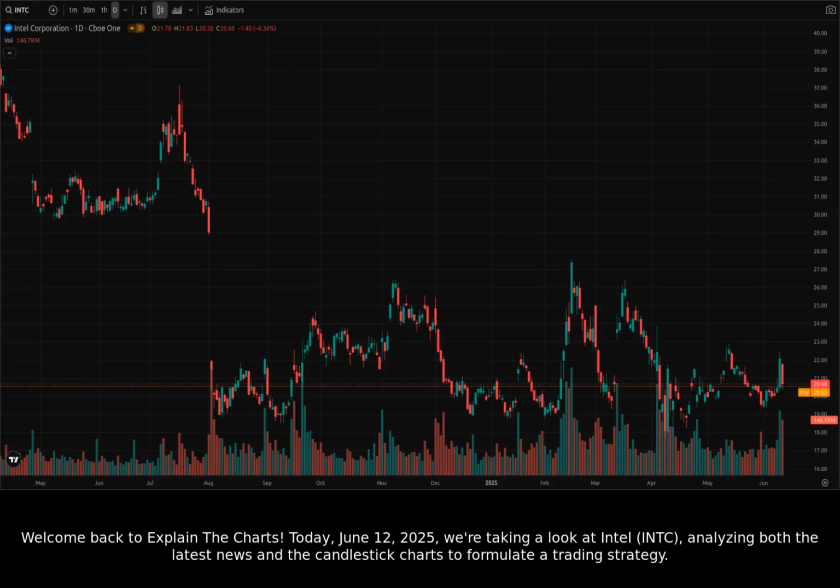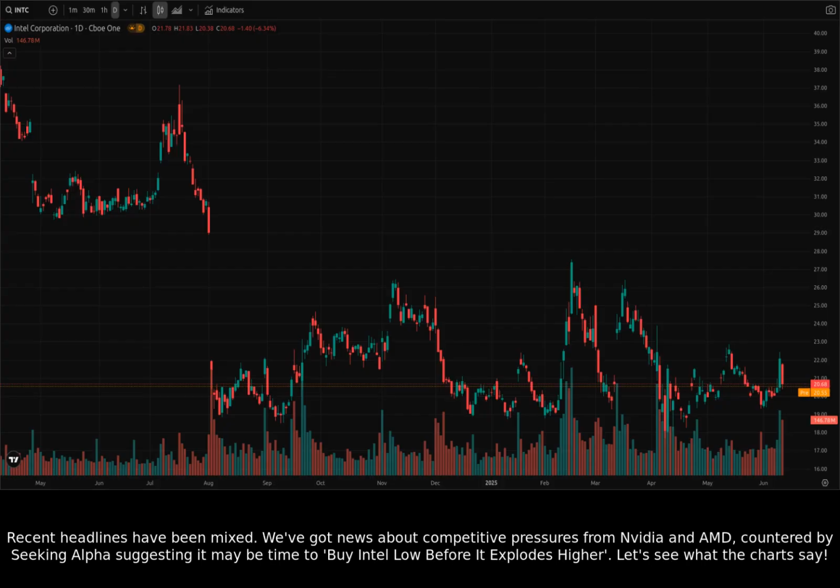Today, June 12th, 2025, we're taking a look at Intel, INTC, analyzing both the latest news and the candlestick charts to formulate a trading strategy. Recent headlines have been mixed. We've got news about competitive pressures from NVIDIA and AMD, countered by Seeking Alpha suggesting it may be time to buy Intel low before it explodes higher. Let's see what the charts say.